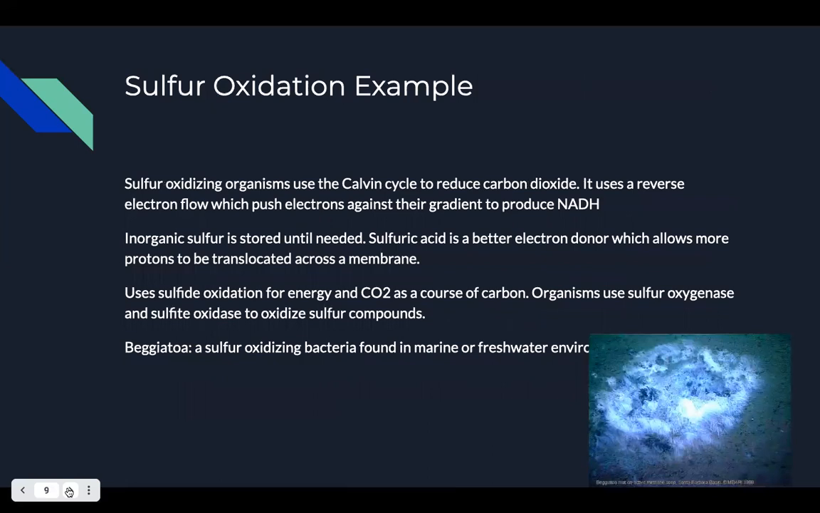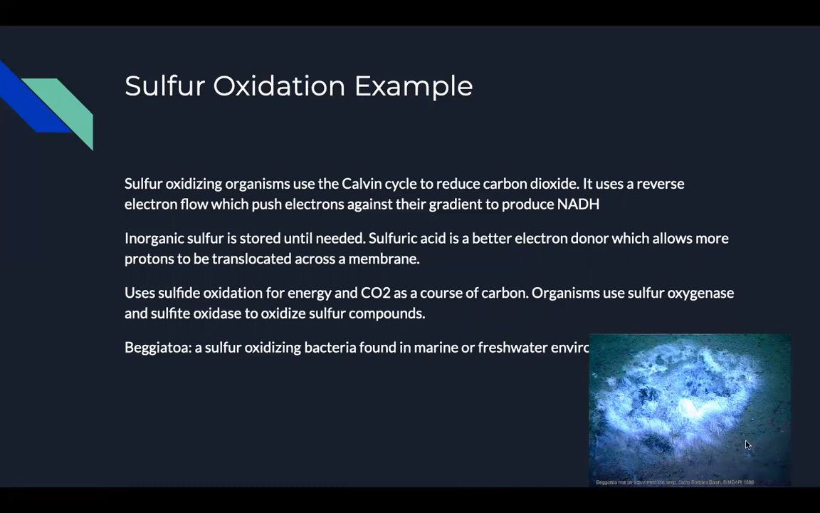An example of sulfur oxidation. Sulfur oxidizing organisms use a Calvin cycle to reduce carbon dioxide. It uses a reverse electron flow, which pushes electrons against their gradient to produce NADH. Inorganic sulfur is stored until needed. Sulfite is a better electron donor, which allows more protons to be translocated across the membrane. It uses sulfur oxidation for energy and CO2 as a source of carbon. Organisms use sulfur oxygenase and sulfite oxidase to oxidize sulfur compounds.